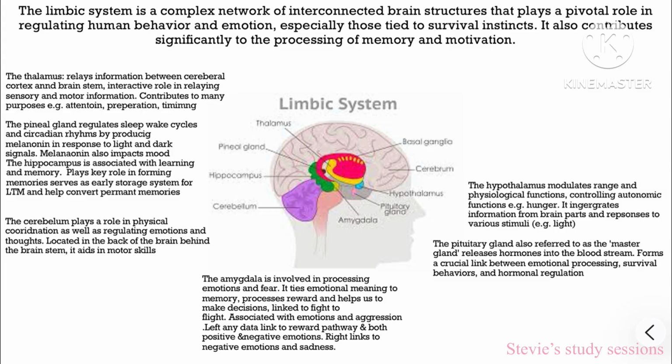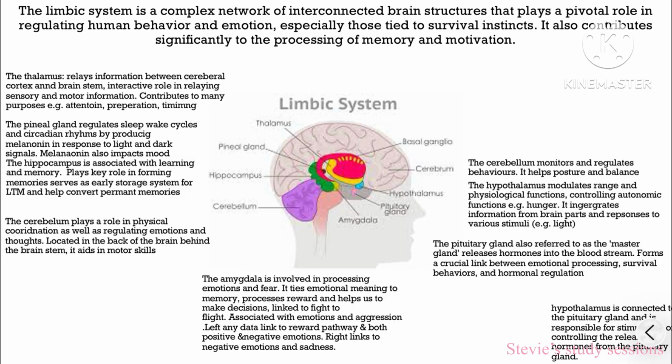Hypothalamus modulates range and physiological functions, controlling autonomic functions, for example, hunger. It integrates information from parts of the brain and responds to various stimuli. The hypothalamus is connected to the pituitary gland and is responsible for stimulating or controlling the release of hormones from the pituitary gland. Cerebellum monitors and regulates behaviors. It helps posture and balance.